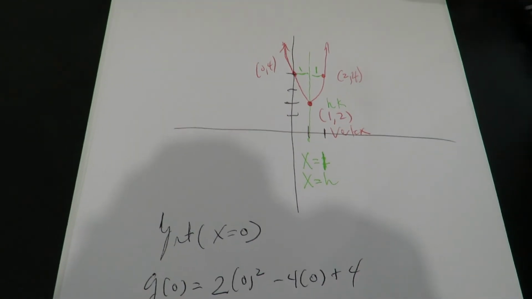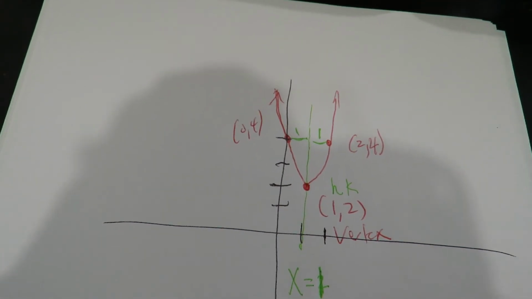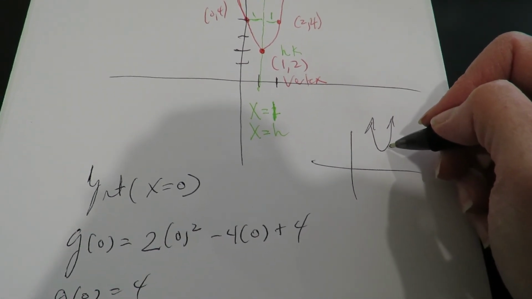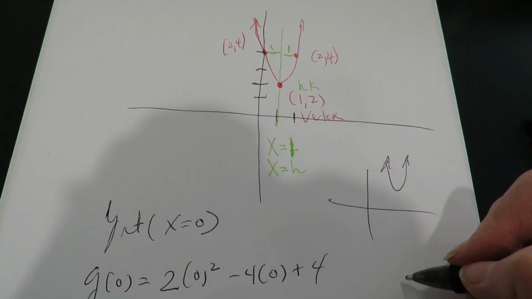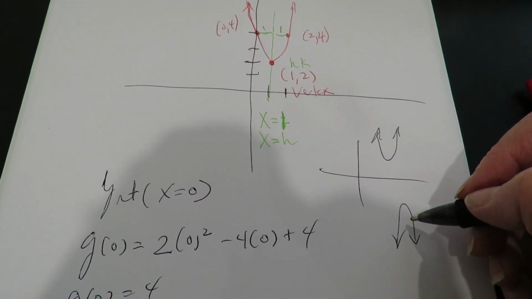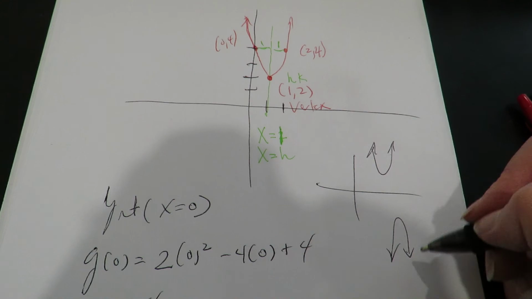Oh, you know what? Real quick before we finish. If a parabola is face up above the x-axis, it has no x-intercepts. If a graph is face down below the x-axis, it has no x-intercepts. So these two cases have no x-intercepts.